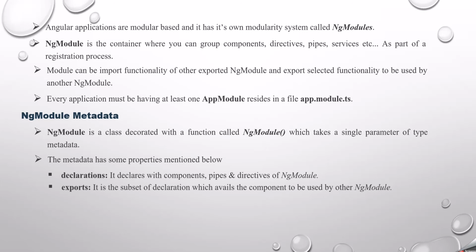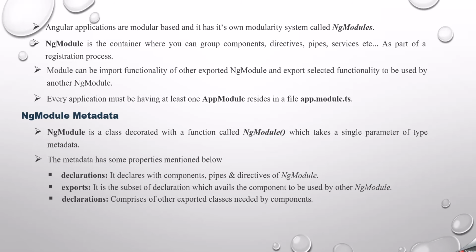The next thing we are talking about is called exports. It is the subset of declarations which makes the component available to be used by other NgModules. Just keep this point in mind. We are going to discuss it right away in my next slide. Let's suppose I have more than one module, and I want to make one module available outside the scope of this current module, then we need to export it before using it, else it won't be available outside of the module. It is a kind of scope you are going to extend.